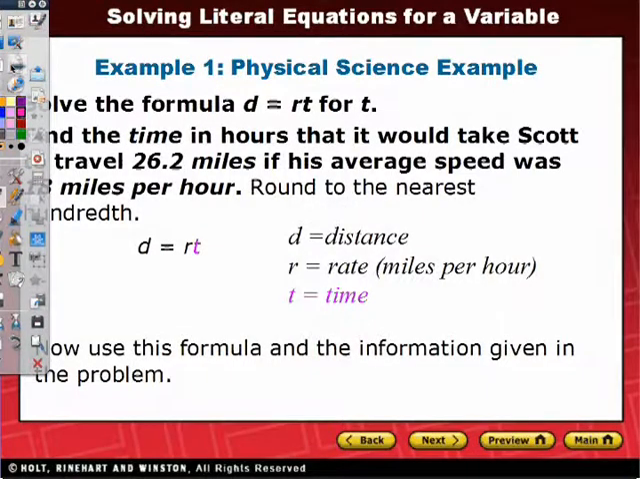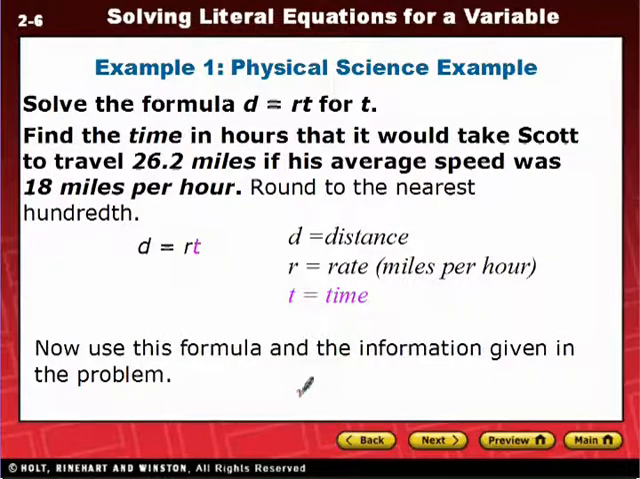So here's that distance equals rate times time formula again. The first thing the problem says, which I think is kind of what we did earlier, is to solve the formula d equals r times t for t. And then we're going to find the time in hours that it would take Scott to travel 26.2 miles if his average speed was 18 miles per hour.